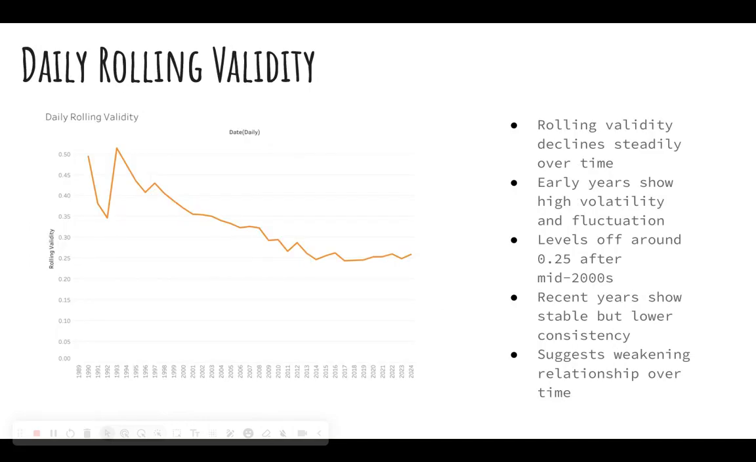The last graph we have is the daily rolling validity, and it is very similar to our monthly rolling validity. In this daily version, we again see a steady decline beginning in the early 1990s and stabilizing around 0.25. As we said with the monthly, this means our model's predictive strength, or the portfolio's connection to market movements, has weakened over time, though it's become more stable. And this is very identical to our monthly version as well.